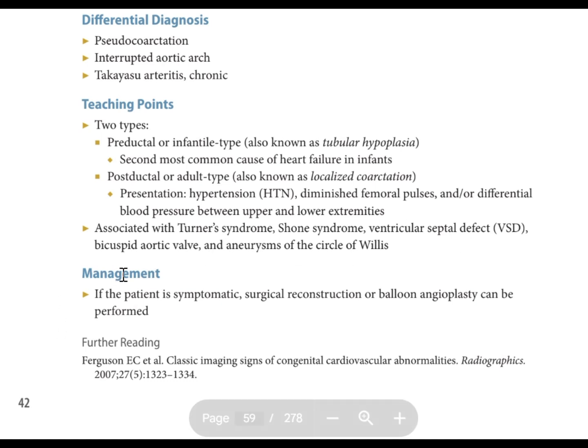The management of coarctation of aorta. If the patient is symptomatic, surgical reconstruction or balloon angioplasty can be performed. So we have 2 options here, surgical reconstruction or balloon dilatation of the stenotic part, balloon angioplasty.